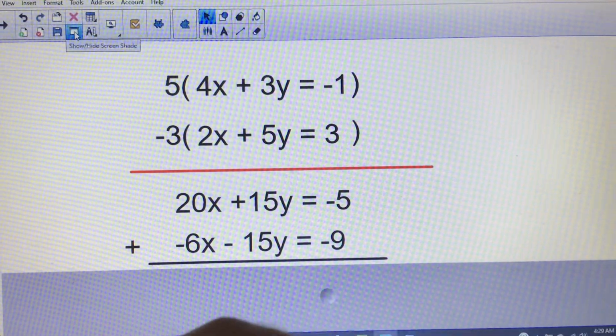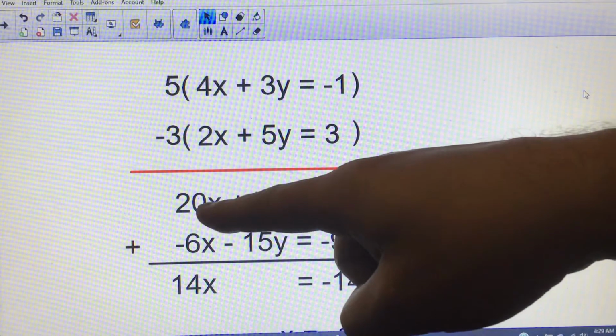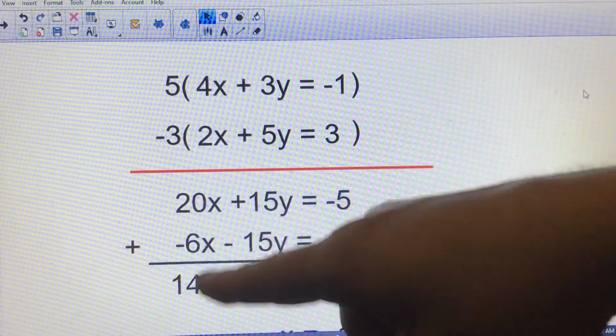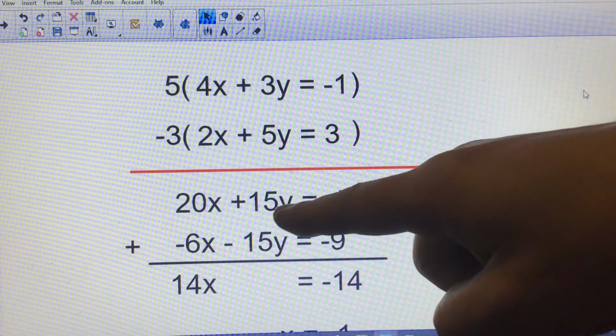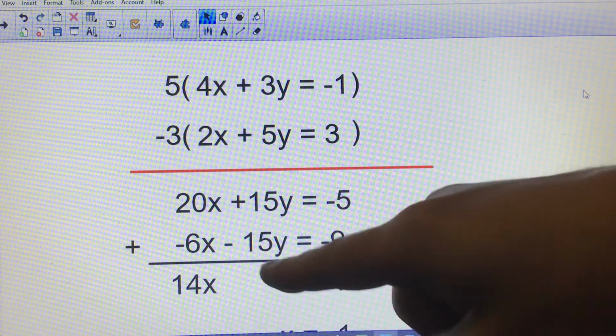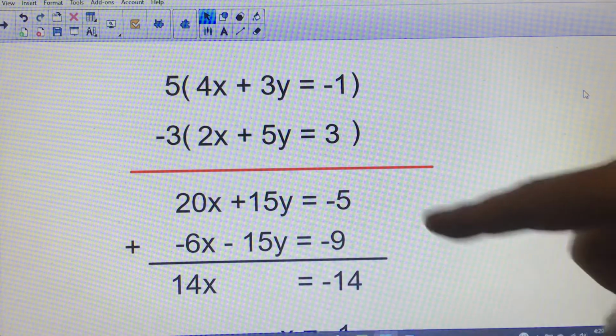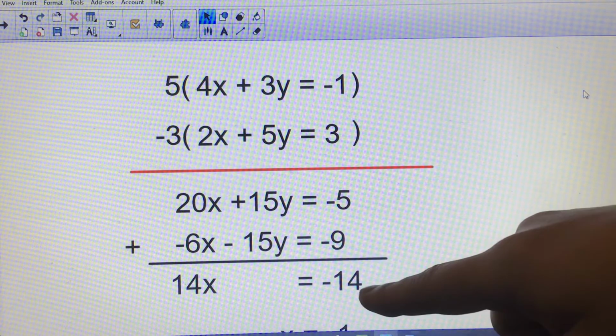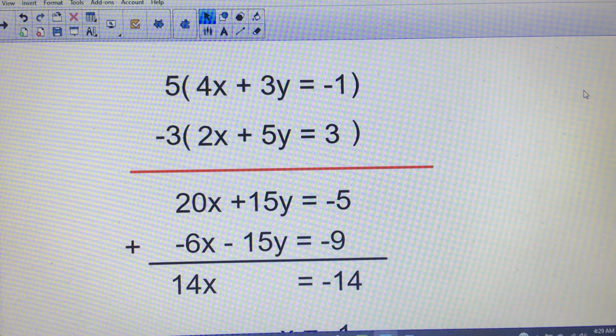The result I get when I add the two equations is, well, the 20 plus the -6, 20 minus 6 is 14. 15 minus 15 gives me 0. So I have 14 x's, 0 y's. And when I add -5 to -9, I get -14. So I should get the same answer I did last time. Last time we got x was -1.